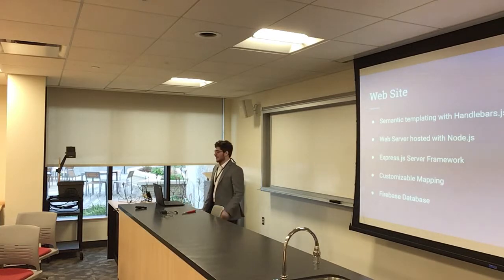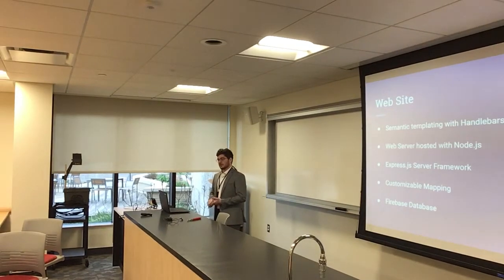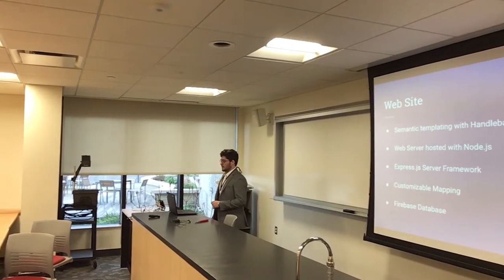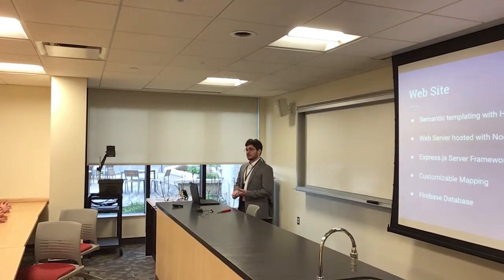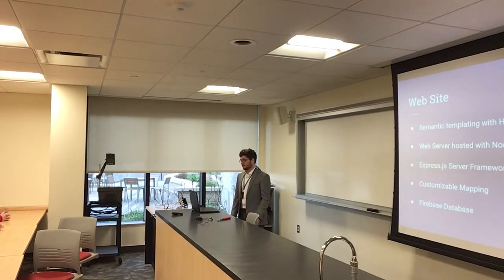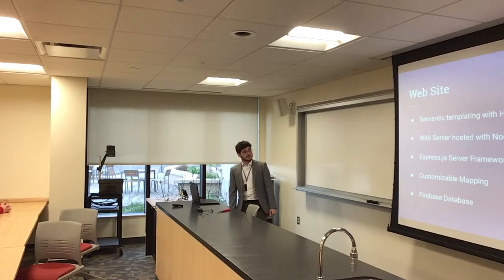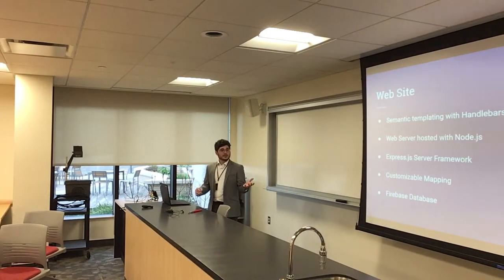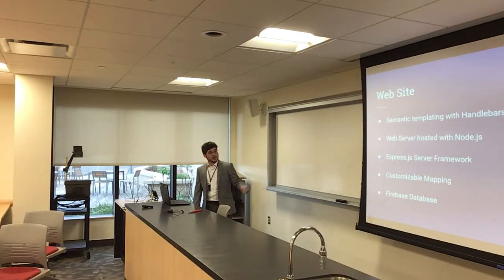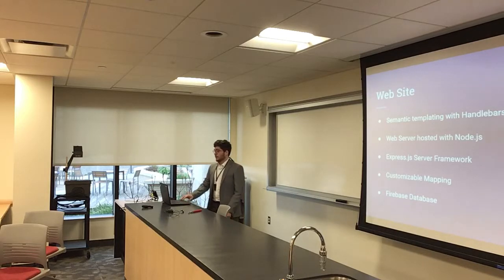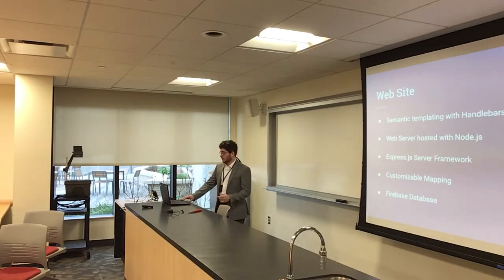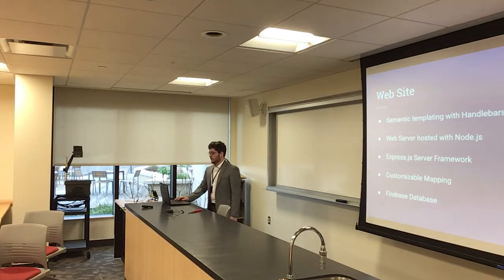So for the website, I used semantic templating with Handlebars, which is just a fancy way of saying that I was able to make my website look a little bit more modern without having to put in a lot of extra work to match all of my website pages. I also ran the web server that's connected to the database off of Node.js, and Express as a server framework to constantly be taking data from my server and pushing it to my website for a real-time data display. Along with the website, I have customizable mapping included, where I'm able to allow users to personalize their experience, and I'll get more into that. And finally, the website is connected to a Firebase database where I'm pulling my data.